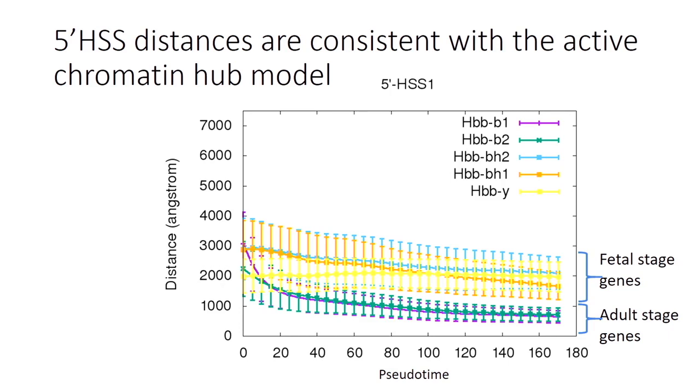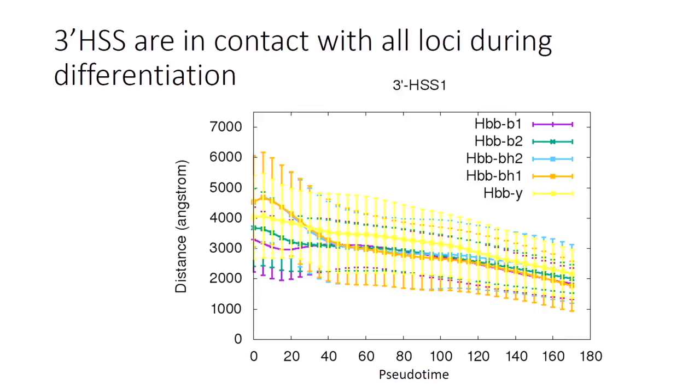It's obviously hard to stare at those pictures and see what's going on, so what we do is statistical analysis of the resulting movie. This shows the fetal stage genes here and the adult stage genes here, looking at the distance from the 5' hypersensitive sites. In this setting, you can see there's a difference: the key observation is the white space between these two, a separation. Whereas if you look at the 3' hypersensitive sites, in contrast, you no longer see this separation between the two.